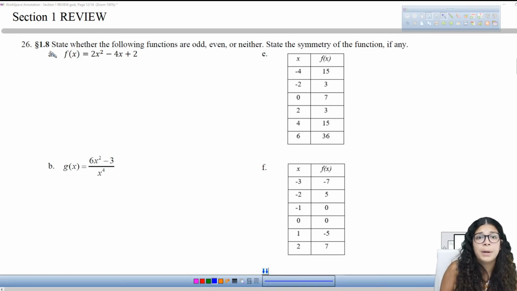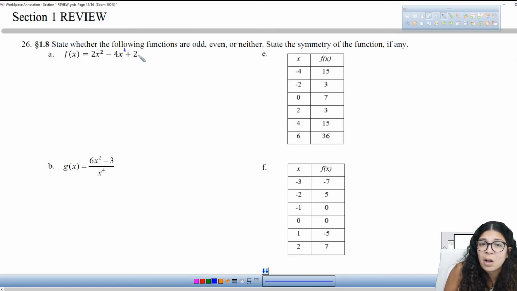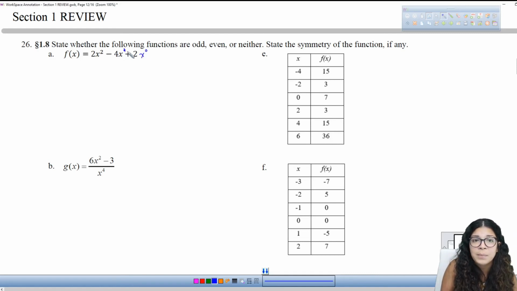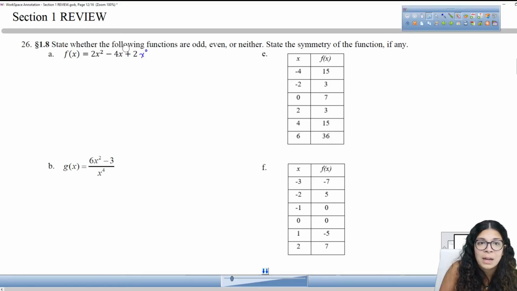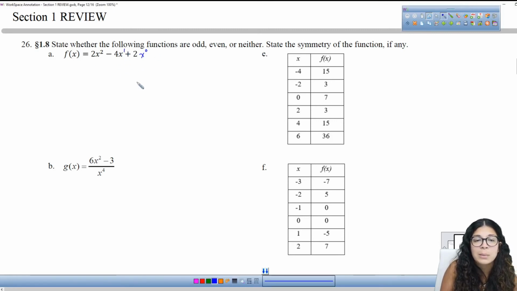This first one, remember, there is a trick when there are just terms added together. If it's a polynomial, then you can look at the powers. If you have even and odd powers, and remember that a constant is x to the power of 0, which is considered even. So if you have a mix of even and odd, that means that it is neither. So I don't even have to do the work on this one algebraically. I know that it is neither.